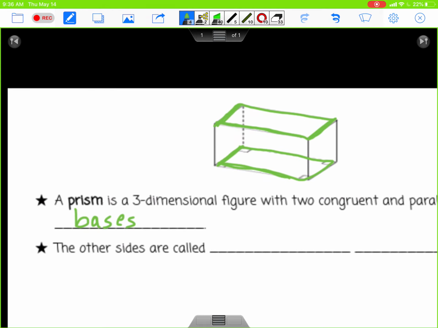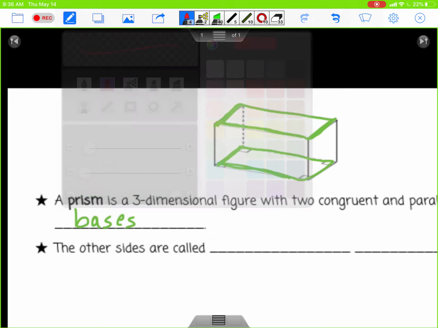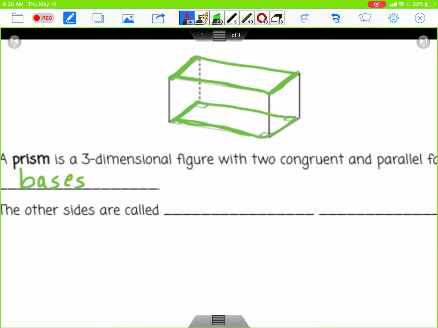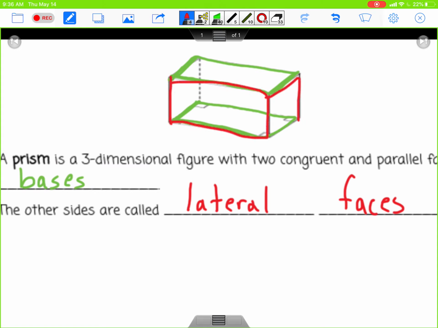So I colored it in green there. Those two sides are called the bases. The other four sides are called the lateral faces. That's just the other four sides on the side there. Very simple, straightforward definitions here. Top and bottom are your bases, the sides are your faces. Okay, moving on.